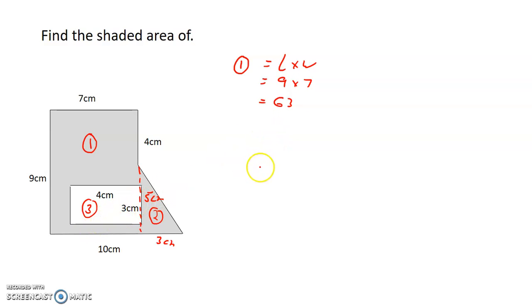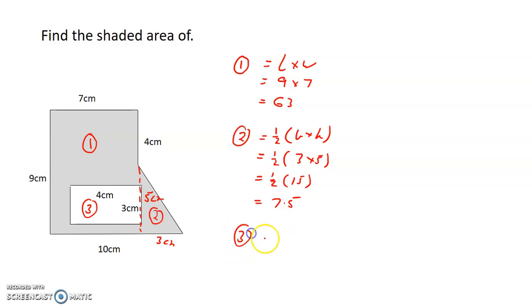Second rectangle, we'll do the triangle next. So triangle 2 was a half of base times height for the formula for a triangle, which is a half of base is 3, height is 5, so we're looking at a half of 15, which means we're looking at 7.5. Shape 3 is a rectangle, so we want length times width, which had a length of 4 and a width of 3. Doesn't matter which one I call length and width, because if you turn it on its side they're still the same numbers, which gives us 12.